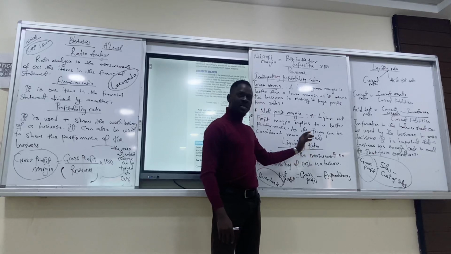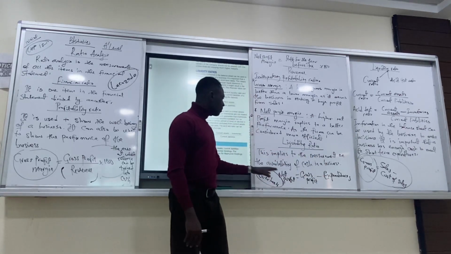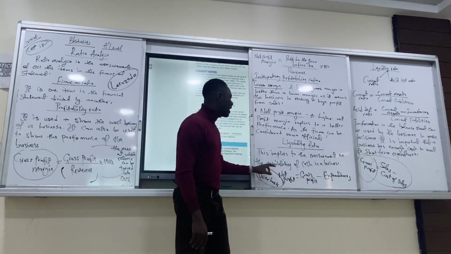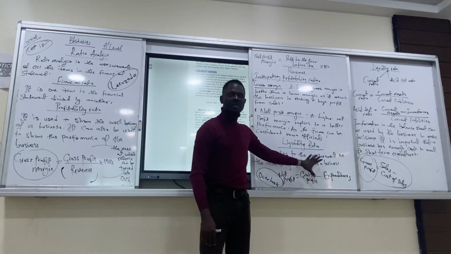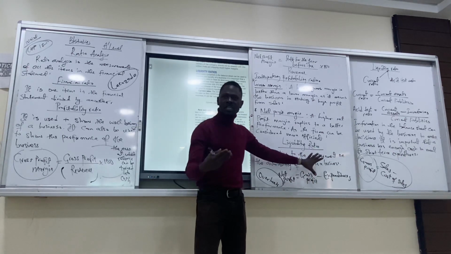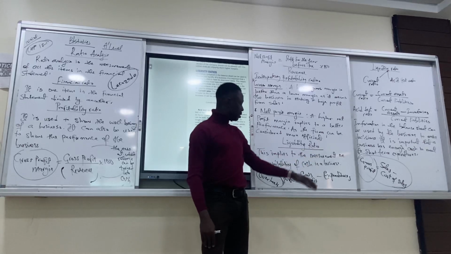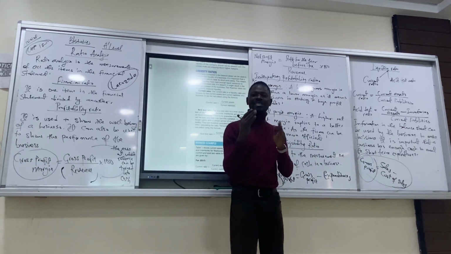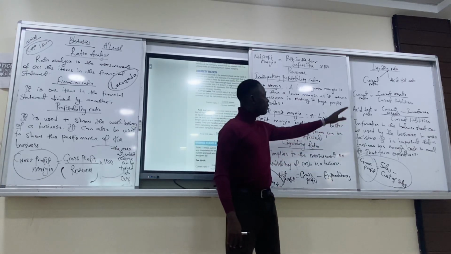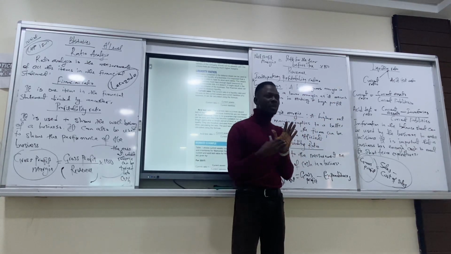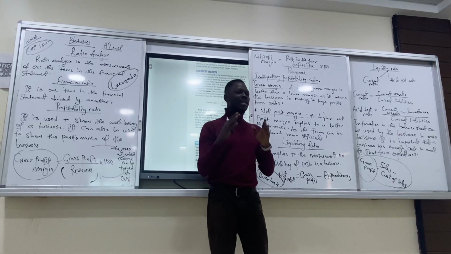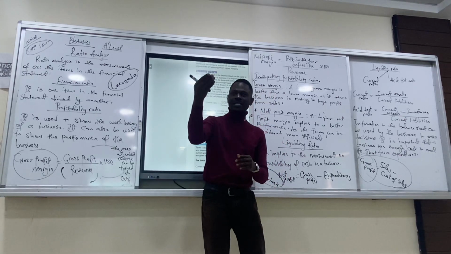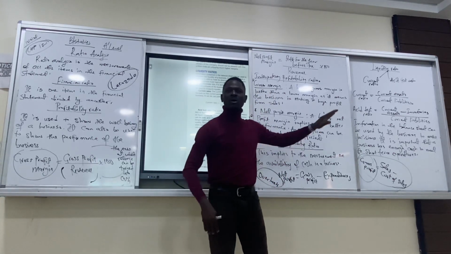So we can measure, there's one called liquidity ratio. This implies the measurement of the availability of cash in our business. We have two: the current ratio and the asset test ratio. For current ratio, we have the current assets and the current liabilities. The measurement of the current assets over the current liabilities is our current ratio.